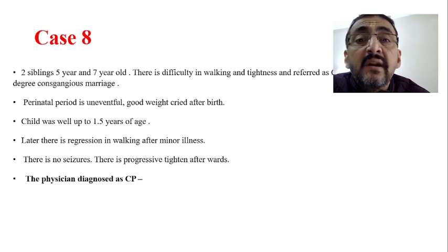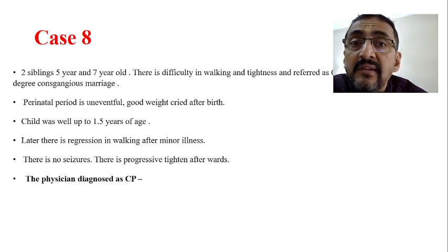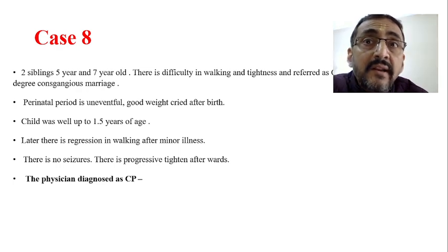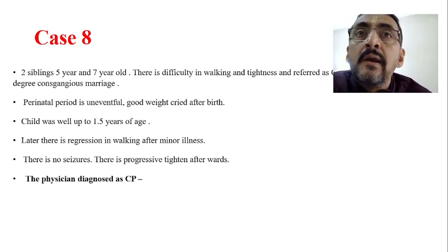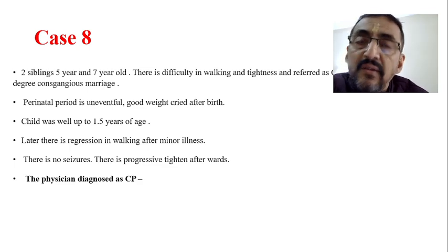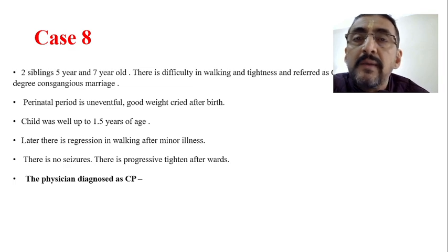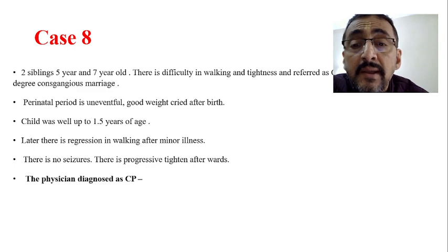Now there is tightening. Walking is also difficult. Of course, there are no seizures. That means during that minor illness this tightening started. Now two things are there. One, there is no seizure. No seizure means this is not a gray matter problem. Basically, this is a white matter problem. White matter is related to the tracts, and tracts means nerve supply to the muscles.